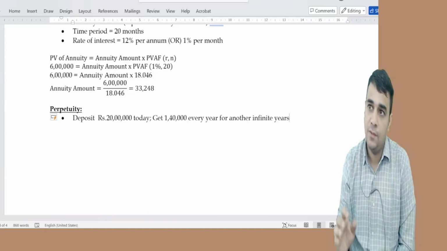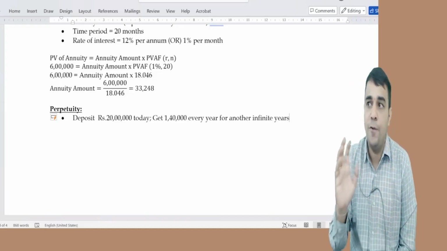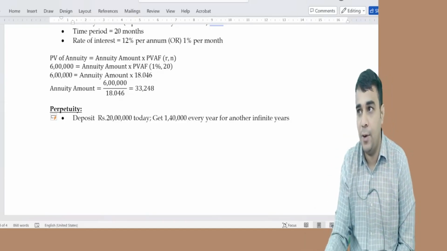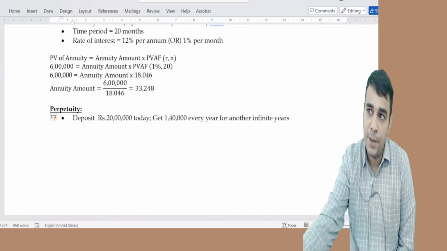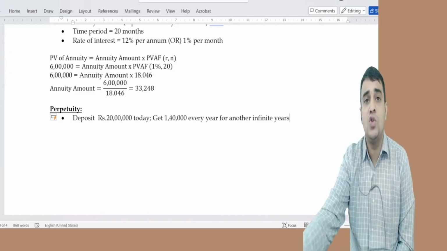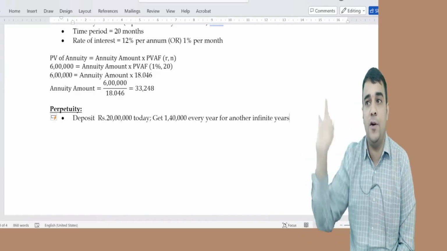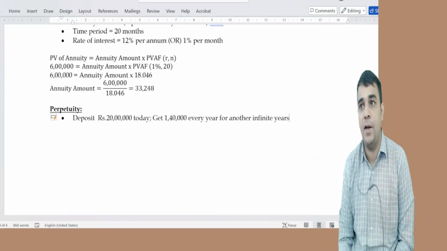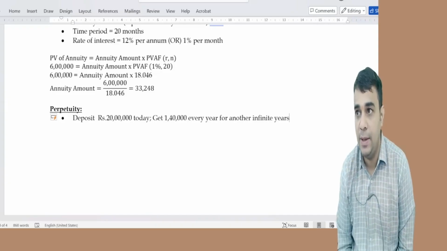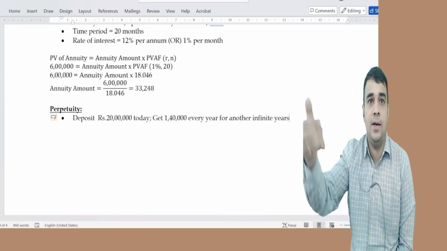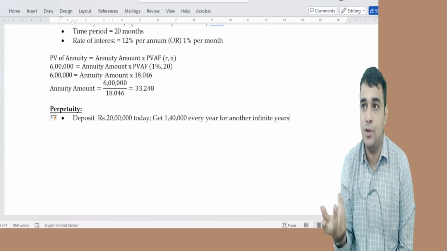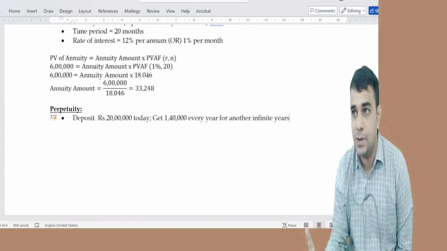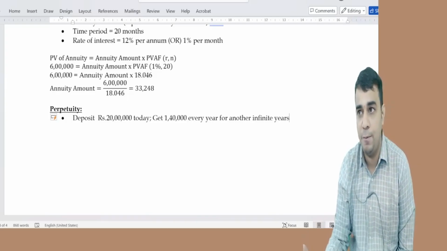For doing this, we calculate the value of perpetuity, like we calculate value of annuity. Is there an end for a perpetuity? No. So if there is no end, there is no concept of future value of perpetuity. Future value means when is it ending? Annuity ends in some time period, the 5th year, 10th year, 20th year. Perpetuity has no end. So we only calculate present value of perpetuity, not future value.